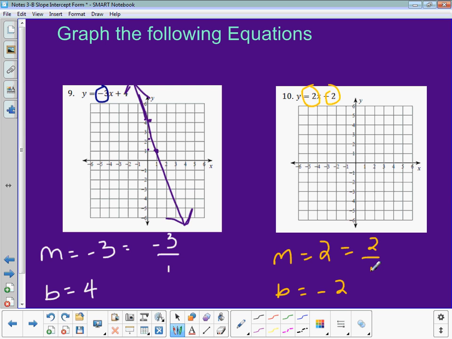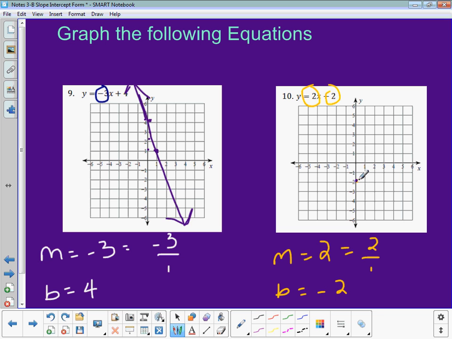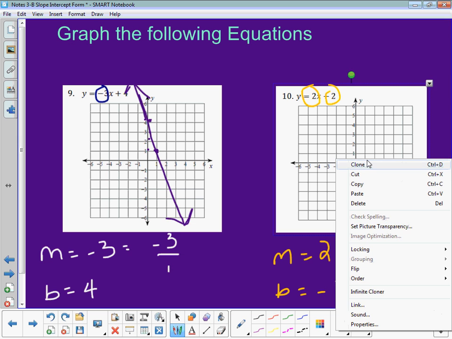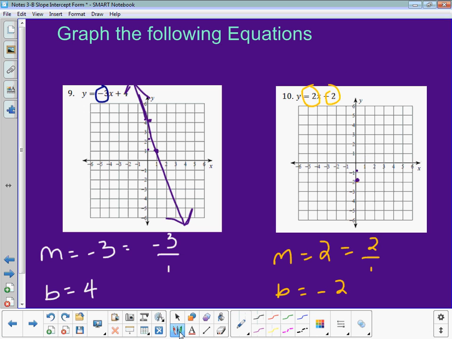So we're crossing the y-axis at a negative 2. So that's going to be right here. I'm going to maybe do that in a darker color. So that's right here. Then we're going up 2 over 1. Remember, rise over run. So up 2 over 1, which is right. Ooh, that's not working very well, is it? Right here.